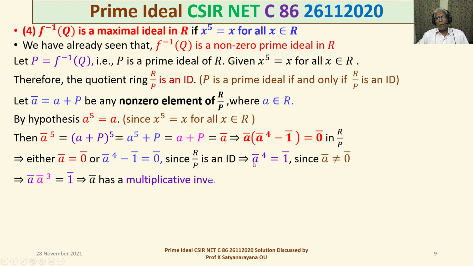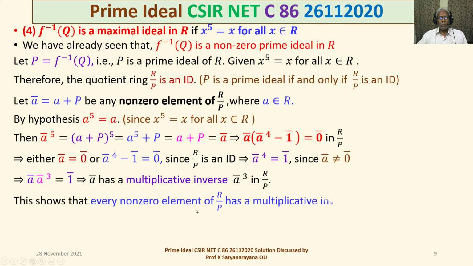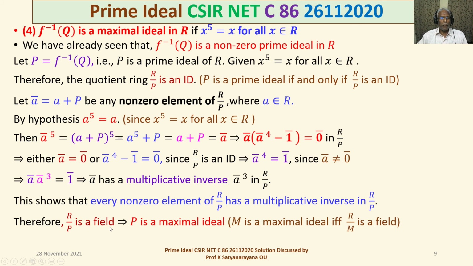And now A bar to the power of 4 can be written as A bar multiplied by A bar cube is equal to 1 bar. And this implies A bar has a multiplicative inverse A bar cube in R by P. A bar is any non-zero element of R by P. Therefore, this shows that every non-zero element of R by P has a multiplicative inverse in R by P. Thereby, R by P becomes a field.